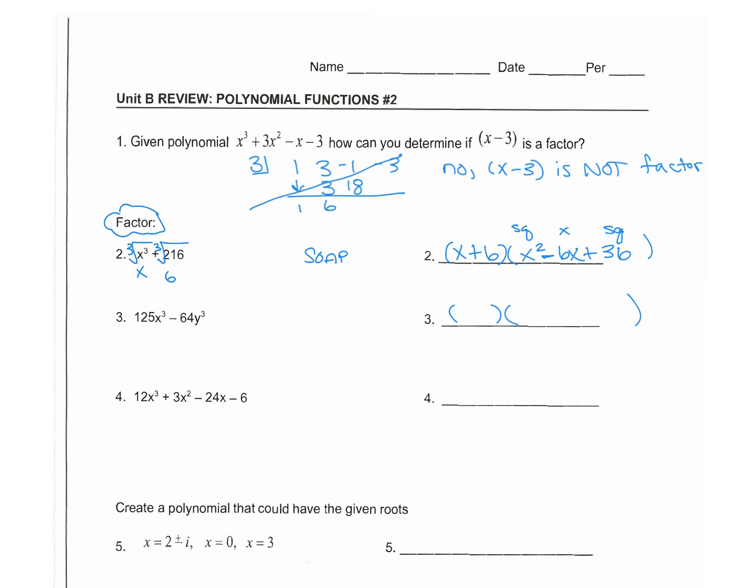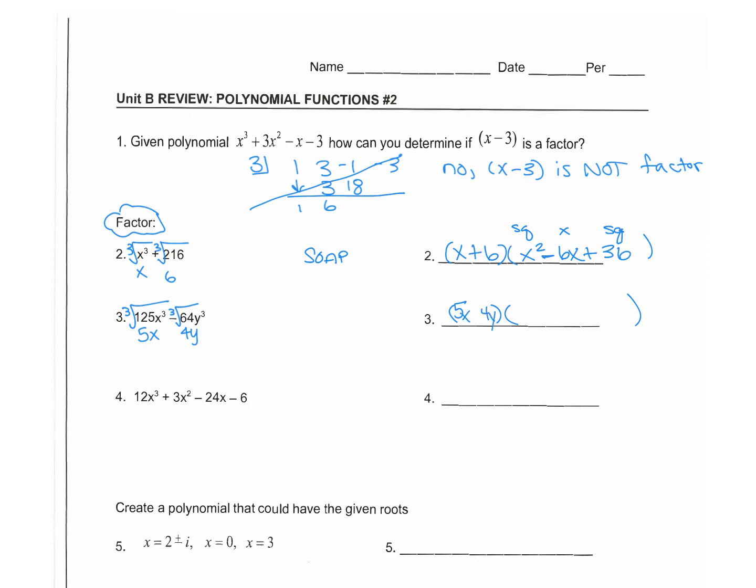So number 3 is the difference of two cubes. So I'm going to do the cubed root of my 125x cubed. I'm going to get 5x. And I'm going to do the cubed root of 64y cubed, and I'm going to get 4y. So my binomial, my first parenthesis, are my cubed roots. So that's my 5x and my 4y.